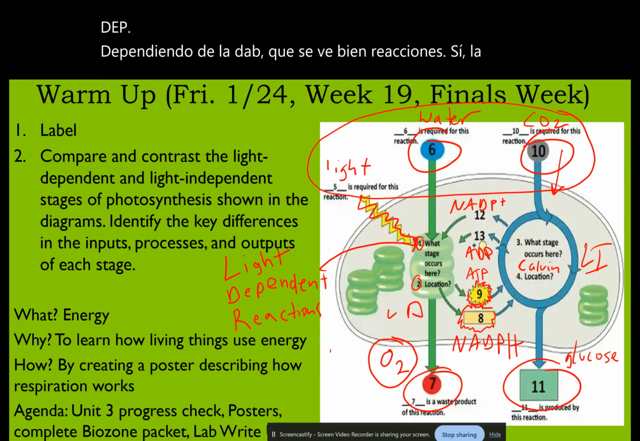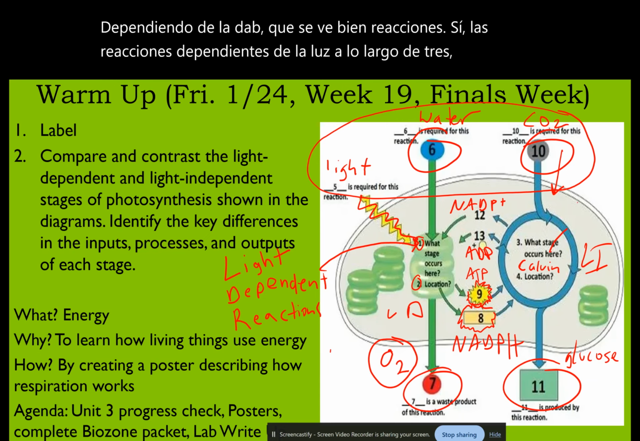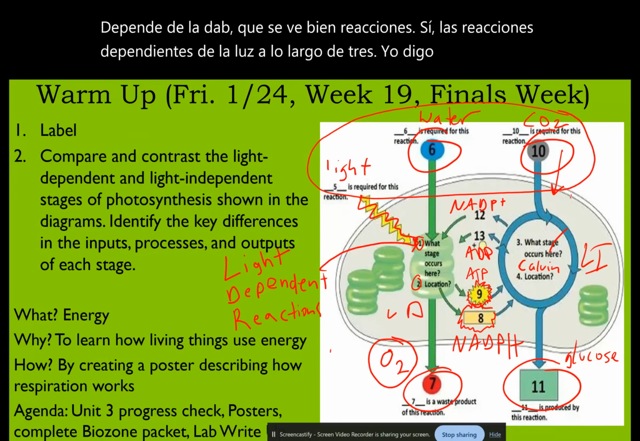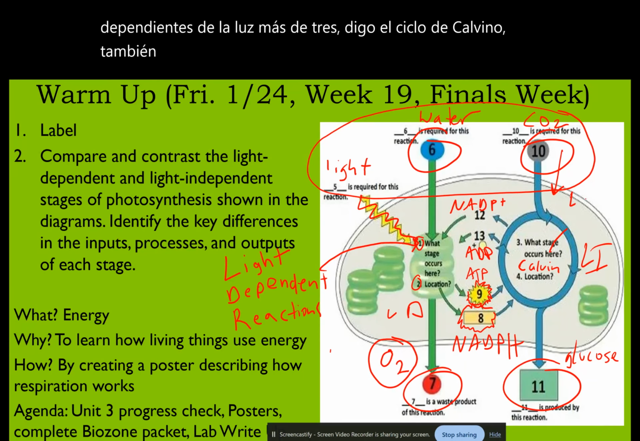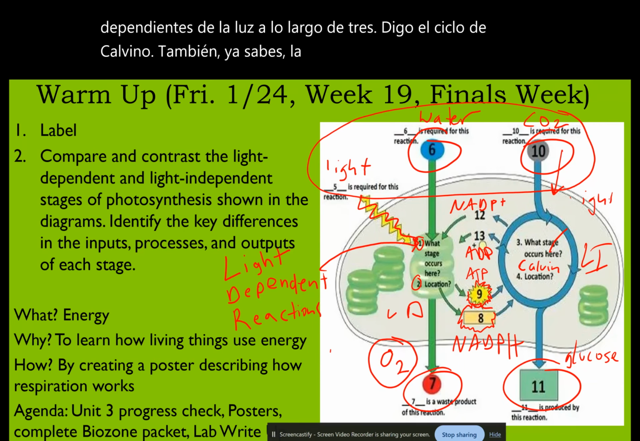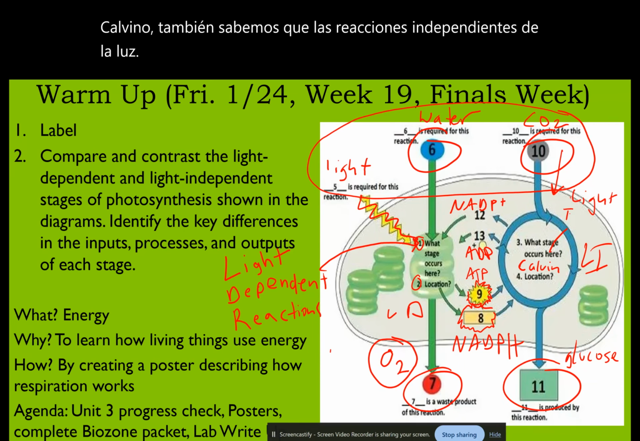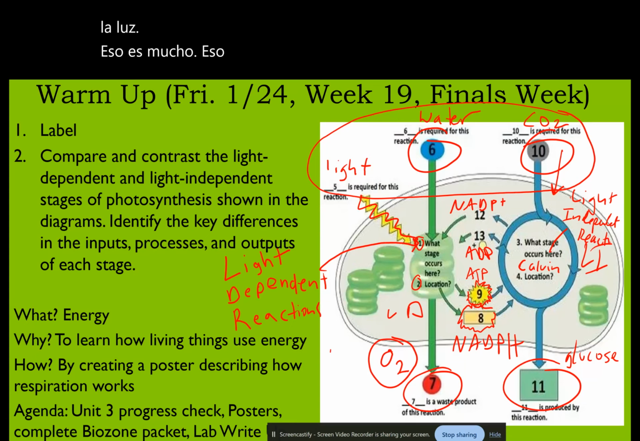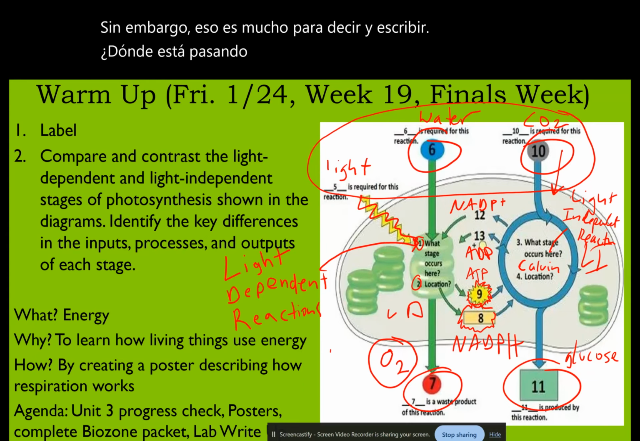Over 3, I said the Calvin cycle. We also call it the light independent reactions. Independent. That's a lot to say and to write, though. Oh, where is this happening, Julian? Any idea? The location. Starts with a T.